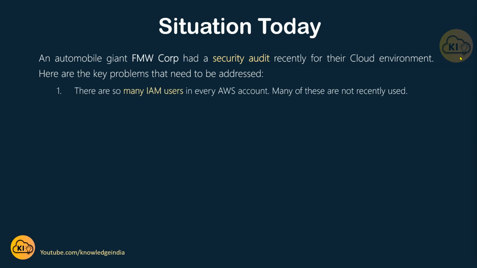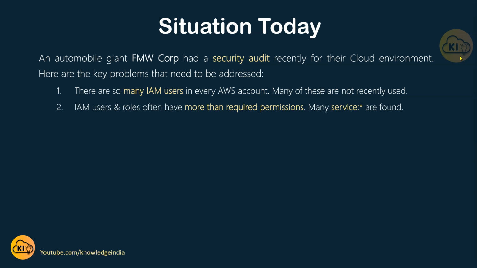The first one is that there are so many IAM users in every AWS account. Now this company has got like 50 plus AWS accounts, of course, and they have many IAM users in every AWS account. Many of these are not even recently used. And also it is difficult to track who is using which IAM user. So that's problem number one.